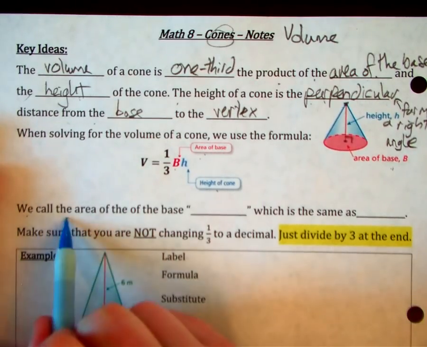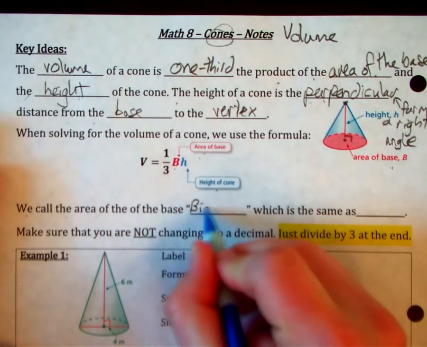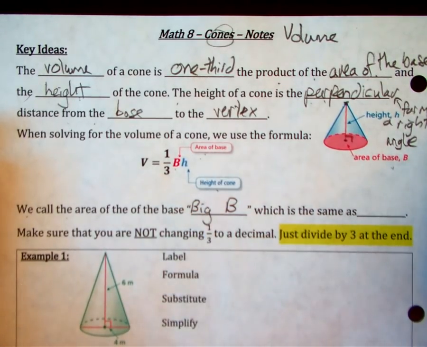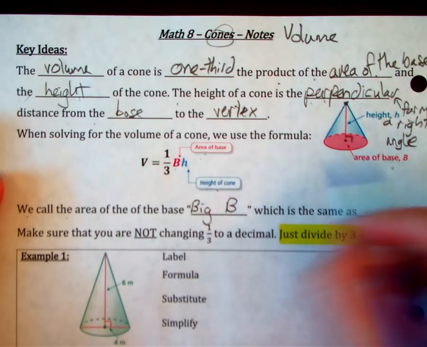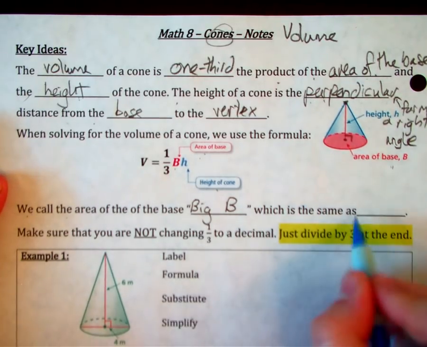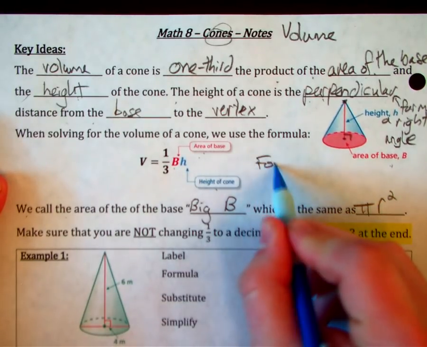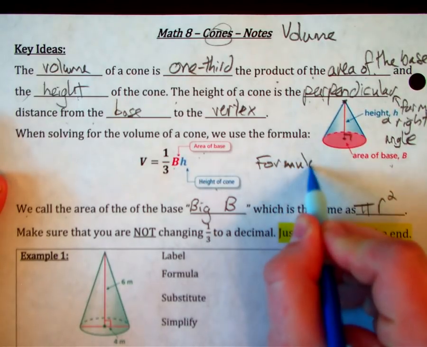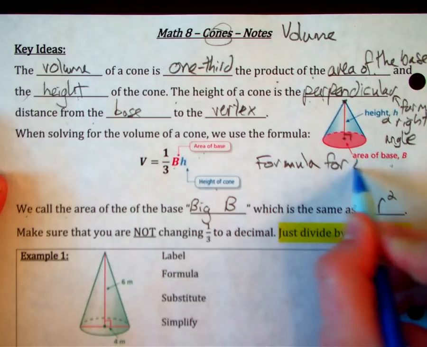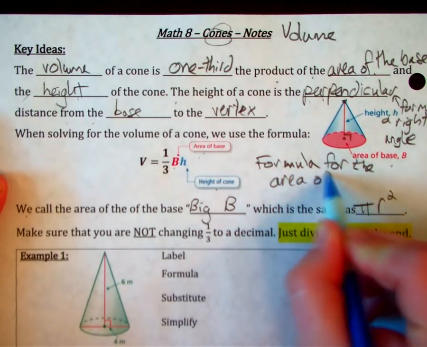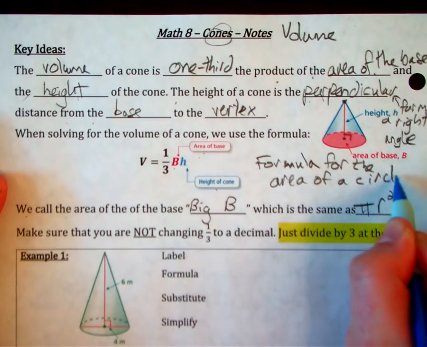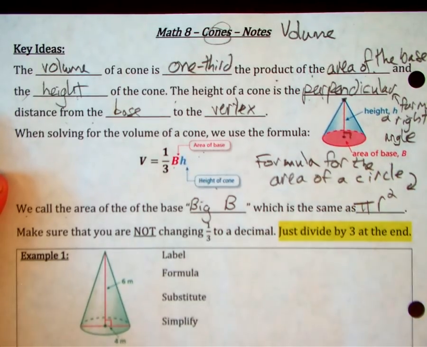All right, so we call the area of the base, like I said, big B. I got this one from one of my teachers way back when, and I always thought it was a helpful tool because it's referring to the area of the base. And what kind of base do we have? Well, we know it is a circular base, meaning we use the formula pi times the radius squared. And so again, this is the formula for the area of a circle. Okay, and that's why we're using that.